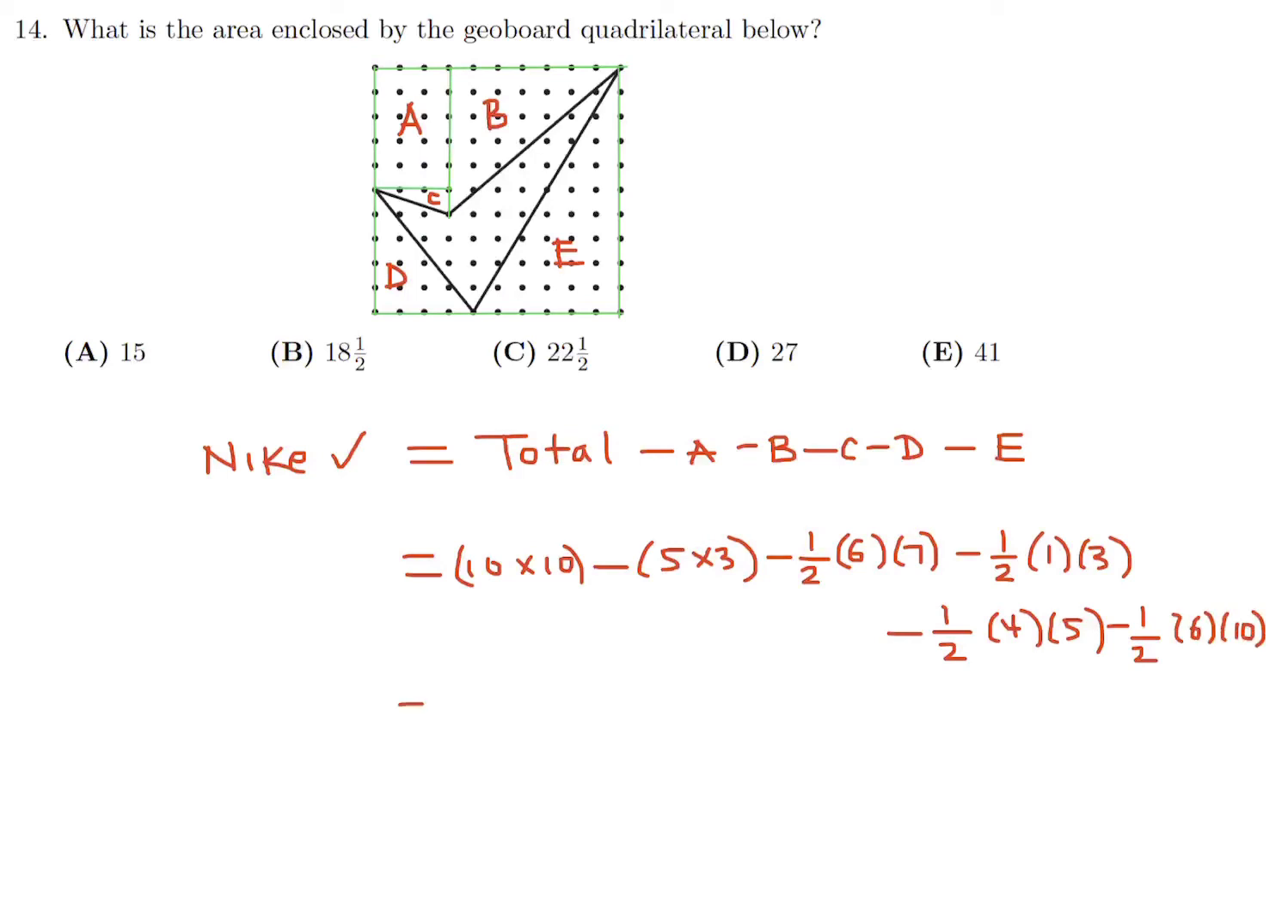And there you go. So this will be 100 minus 15 minus 21 minus 3 over 2 minus 10 minus 30. And if you do the math, you'll get 22.5. So number 14, 22.5 would be C.